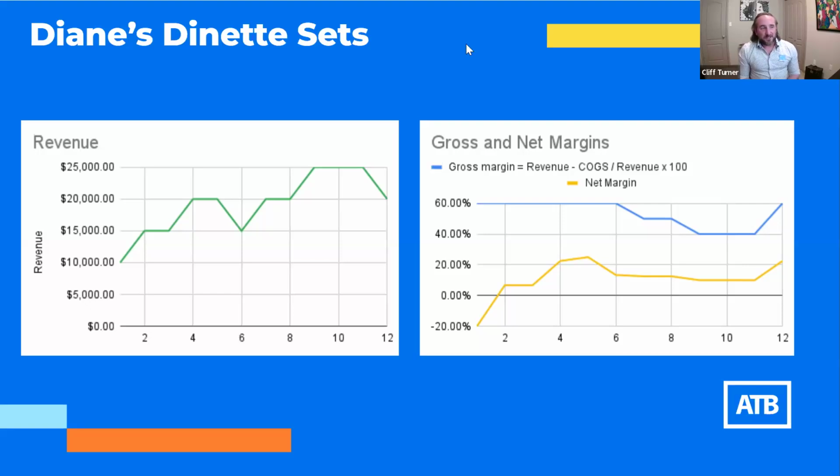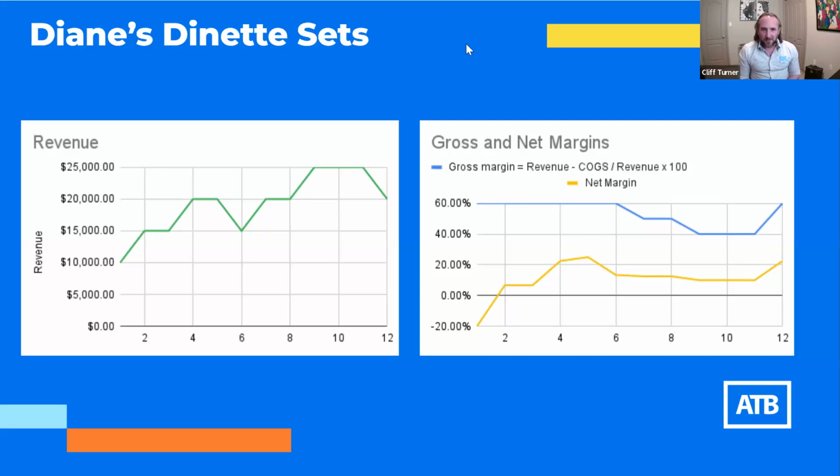On the gross and net margins side, we've basically got her stuff plotted out there. So the blue line is the gross margin and the yellow line is the net margin. So as you can see there, she kept her gross margin pretty much the same most of the year. It was right at that 60% up until June. Kind of went down a little bit and recovered in December. Her net margin really improved in the first half of the year, and then it tapered off a little bit and stayed kind of the same, recovered a bit in December again.